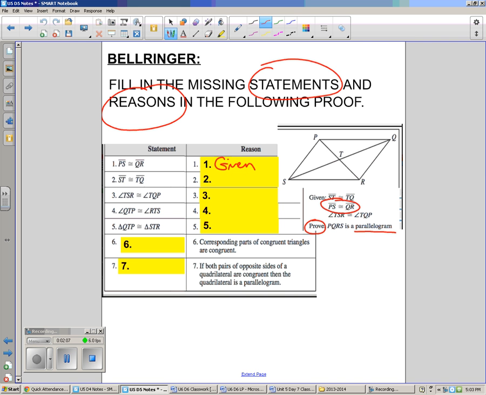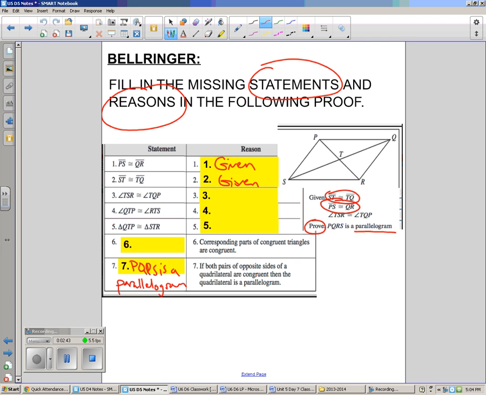So I know that my first statement is going to be one of my givens, and my last statement, statement number 7, is going to be PQRS is a parallelogram. So we can see the starting point, and we can see the end, but how do we get from the beginning to the end? And now we have to go back to the top and continue with the second statement. Segment ST is congruent to segment TQ. All right, that's another given right over here. So that's our reason. It's given to us in the problem.